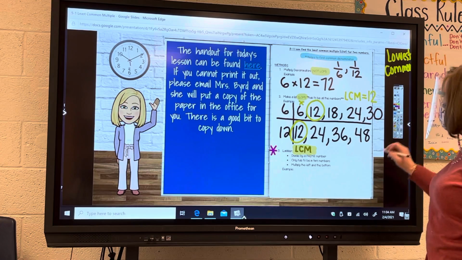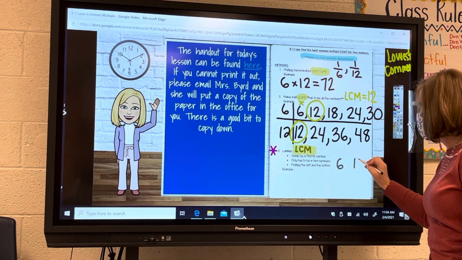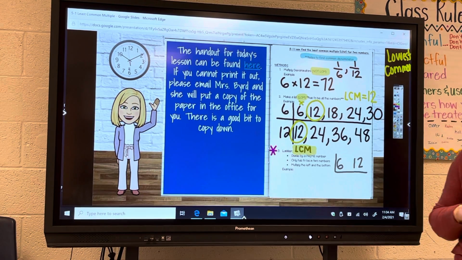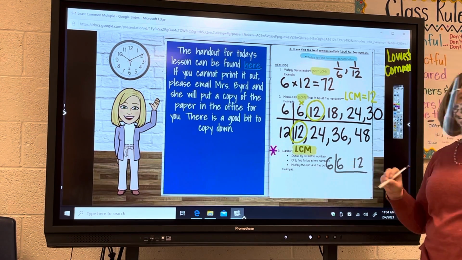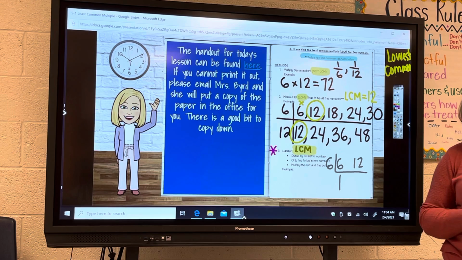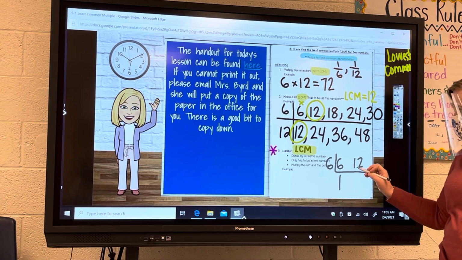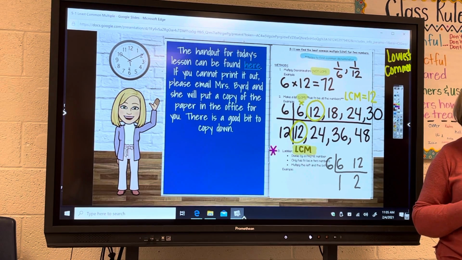So, let's take our 6 and our 12 and write them and draw a step. I want you to do that. 6 and 12 and draw a step. What can I divide 6 and 12 by? 6. 6 divided by 6 is 1. 12 divided by 6 is 2. Can I keep going? No.